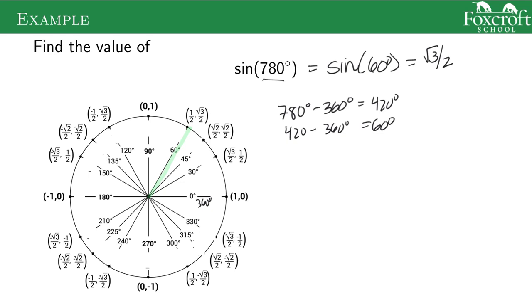So when you get an angle that's not on the unit circle, just use coterminal angles, either add or subtract 360 until you get an angle that is on the unit circle.